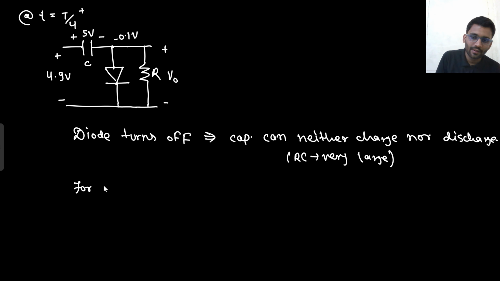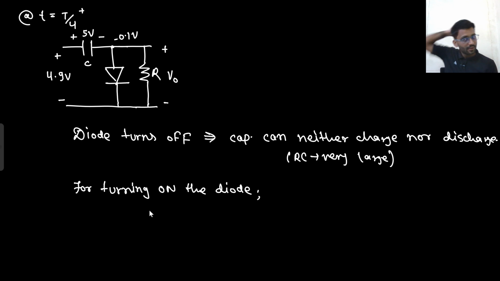For turning on the diode, what do you need to do? Input voltage minus 5 volt should be greater than 0. This was my input. Input minus 5, because the capacitor can neither charge nor discharge.